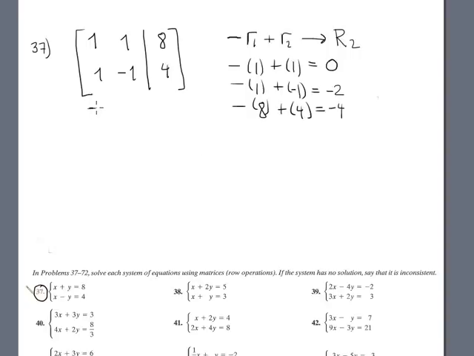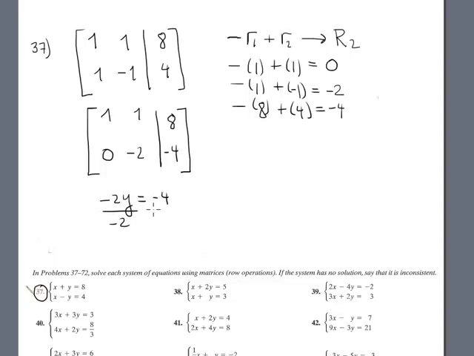Okay, so the new matrix is row 1 stays the same. Row 2 now is 0, -2, -4. Okay, now the second row is expressed like an equation: minus 2y equals -4. Divided by -2 both sides, y is equal to 2.